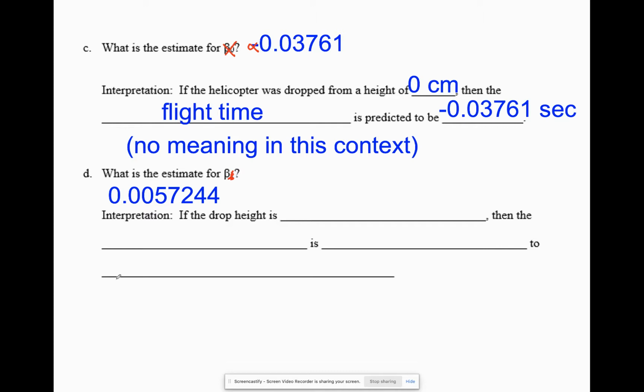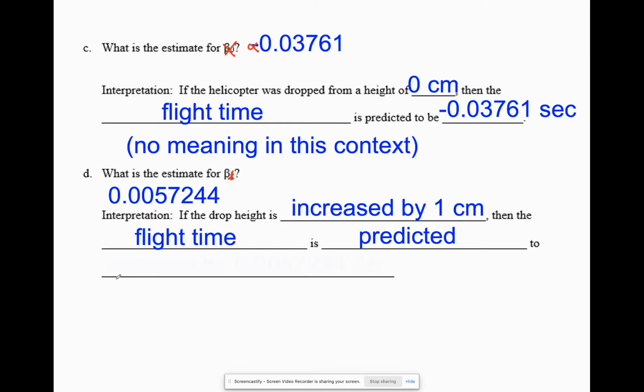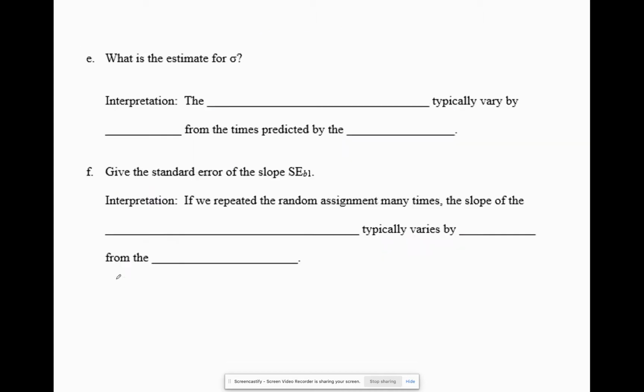Anyway, back to interpreting the slope. If our slope is 0.0057244, we would interpret that by saying, if the drop height is increased by 1 centimeter, then the flight time is predicted to increase by 0.0057244 seconds. And that interpretation is review from chapter 3 as well. We did a lot with interpreting slope and y-intercept.